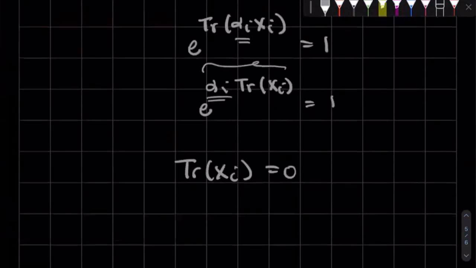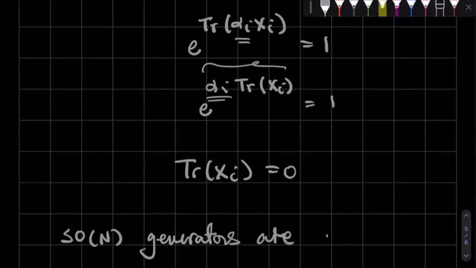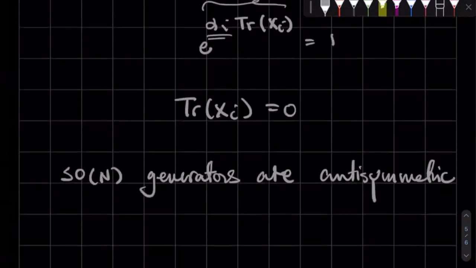So hence, we conclude that the SO(N) generators are antisymmetric and traceless.